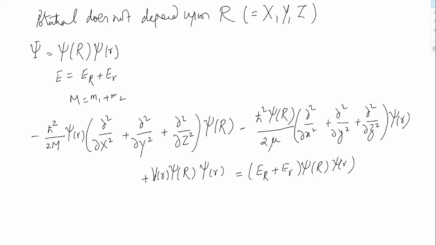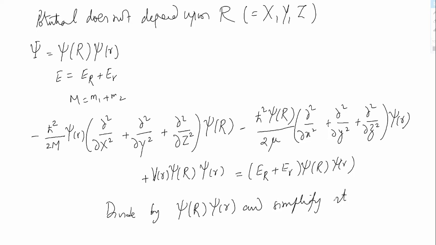Now what we do, throughout the expression, we divide by psi(R) psi(r) and simplify it. Collect the part which purely depends upon capital R, the center of mass coordinate X, Y, Z, and the part which purely depends upon small r, the relative coordinate, small x, small y, and small z.